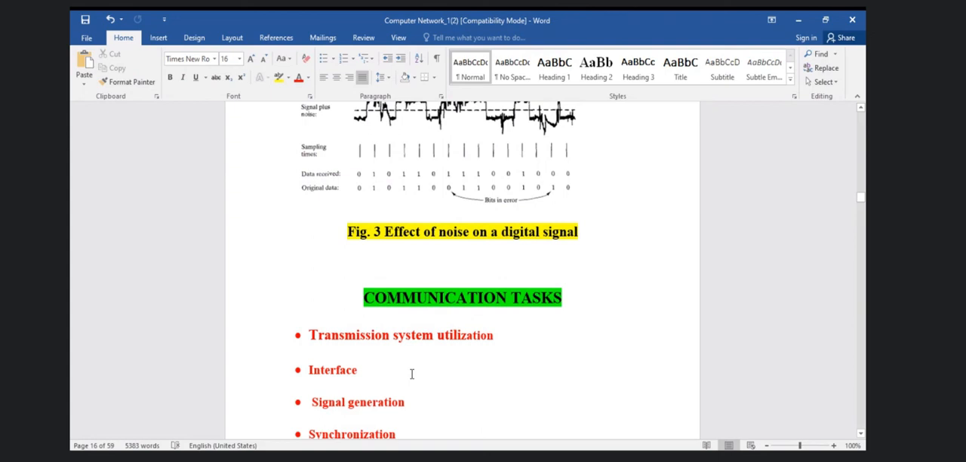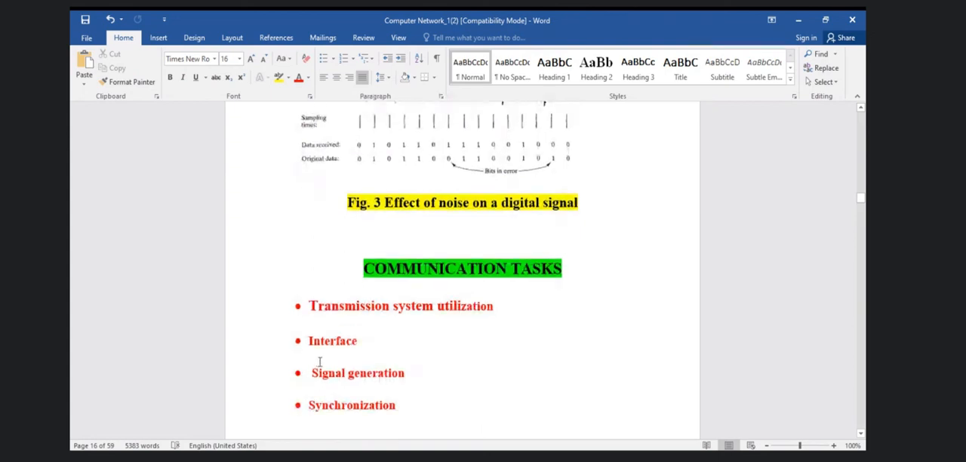And then the next one will be signal generation. Signal generation is one of the tasks of communication, because we are going to send the information, and the signal should be of such strength that it will not be degraded while it passes through the channel, and at the same time it can be interpreted as data at the receiving end side.